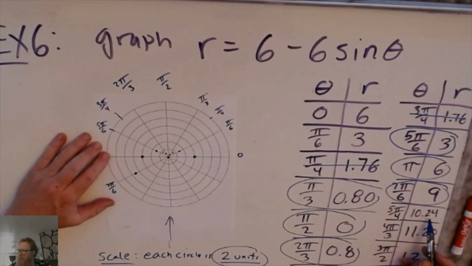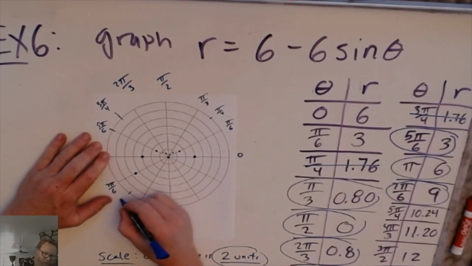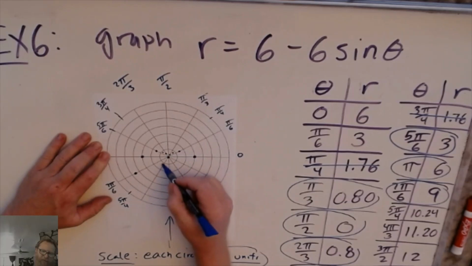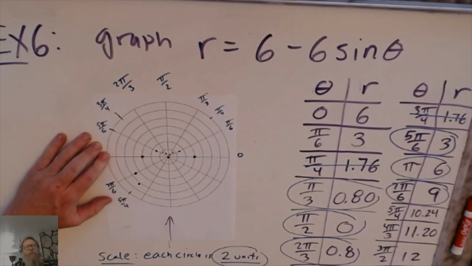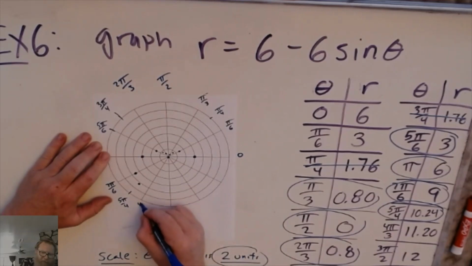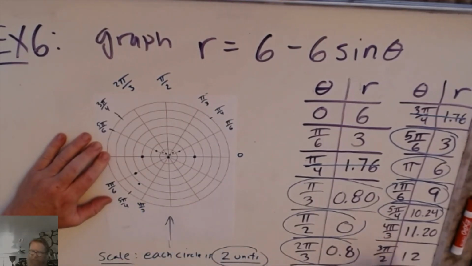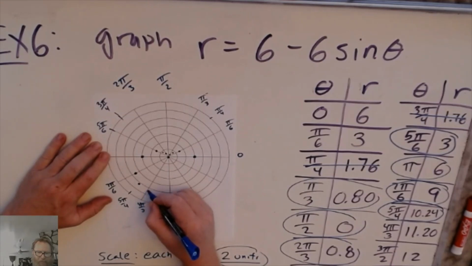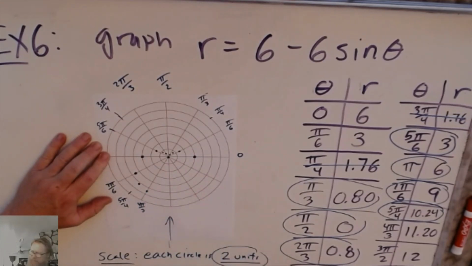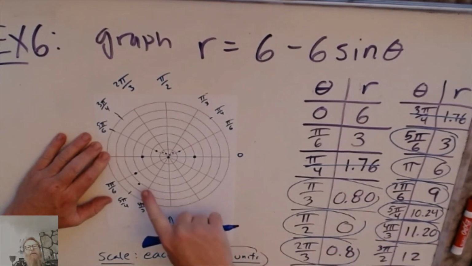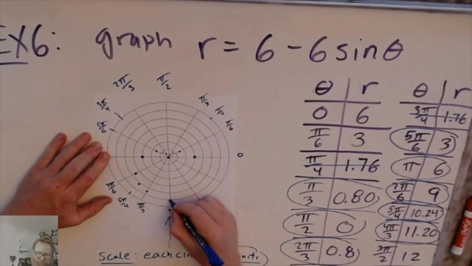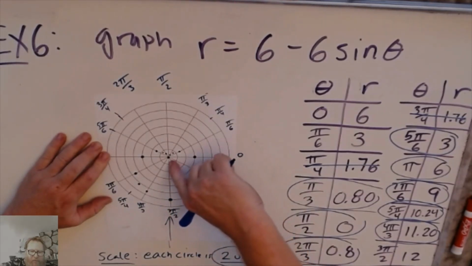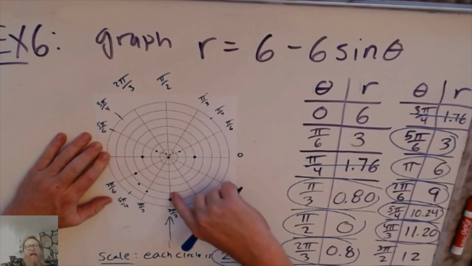5 pi over 4 and a little bit more than 10. So 5 pi over 4 is here. 2, 4, 6, 8, 10. So just right about there, a little bit more than 10. 4 pi over 3 and 11. Well, if that's 10, then this is about 11. Yeah. And then 3 pi over 2 and 12. Again, I'm counting by 2, so 2, 4, 6, 8, 10, 12.